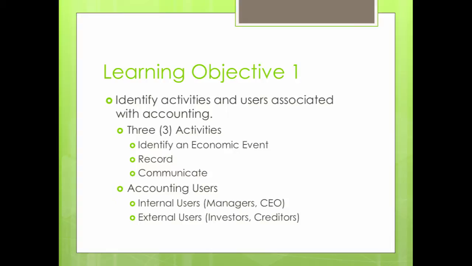Our first objective was to identify activities and users associated with accounting. We learned that this consisted of three activities, which include identifying an economic event, then recording the event, and the final step was to communicate the event. We learned that there are internal and external users that are interested in the accounting process of a business. Remember that the internal users are managers and CEOs, and the external users are investors and creditors.